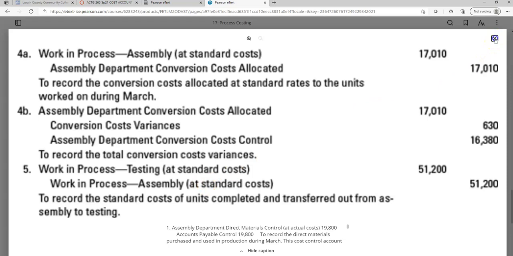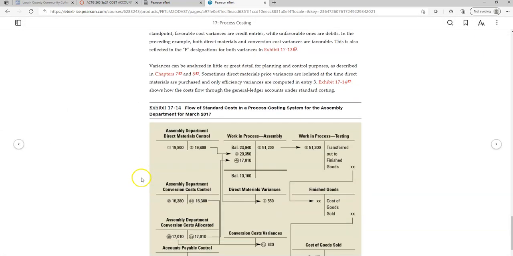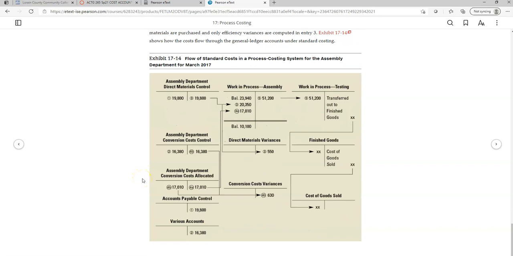So, and let's get out of here. And how do we look at the variances and this flow of standard costs in a process costing system for the assembly department? Here we are, assembly department direct materials control. We're transferring that to work in process. We also have conversion costs that are allocated, $17,010. Now we had our beginning balance. We transferred this $51,200 out to work in process testing. We're going to have our variance of $550 here. We see where these are all tied in together.